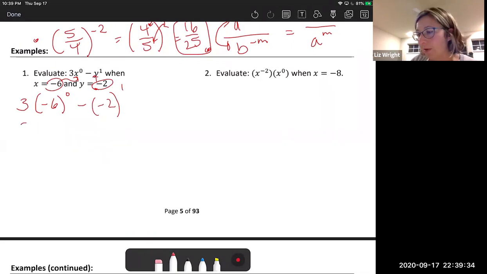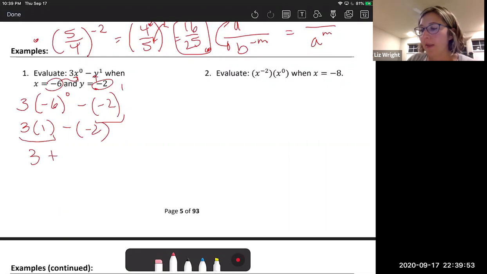So we've got 3 times 1. Then we have -2 to the first, which is going to just give us -2. So we've got minus a -2. And then 3 times 1 is going to give us 3, minus a negative is going to give us a positive, and 3 plus 2 is 5. So that's our answer there.